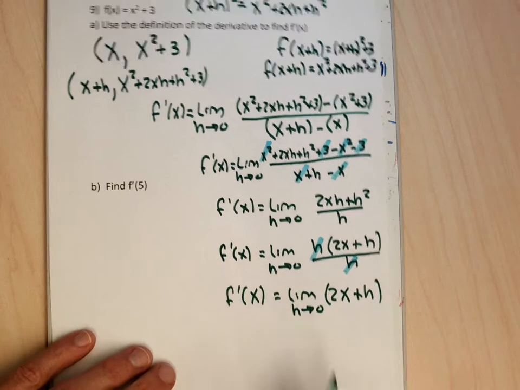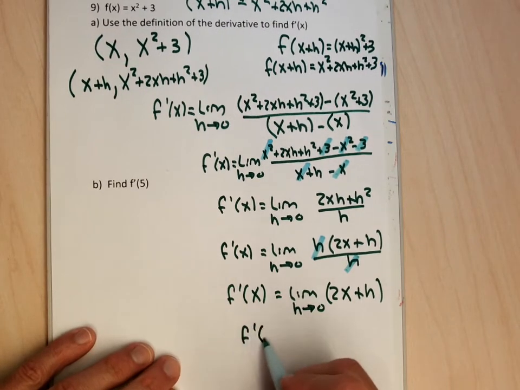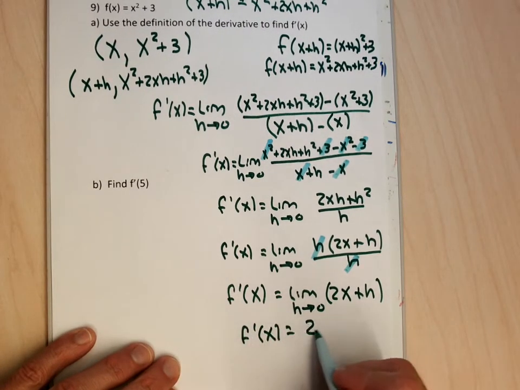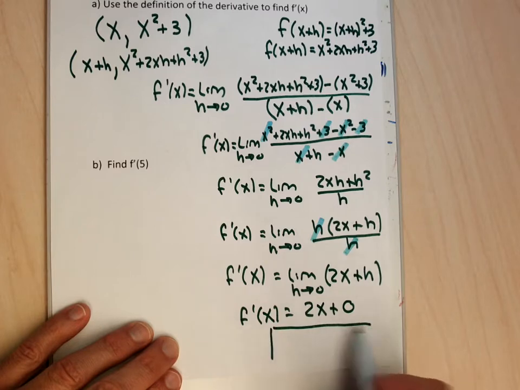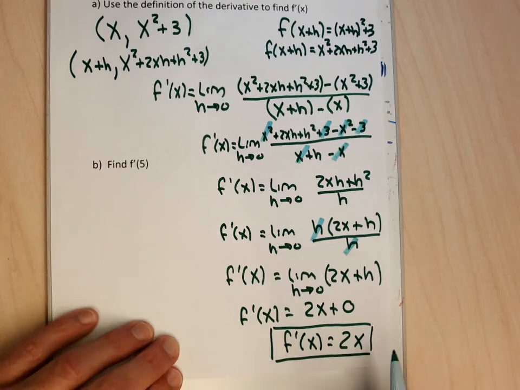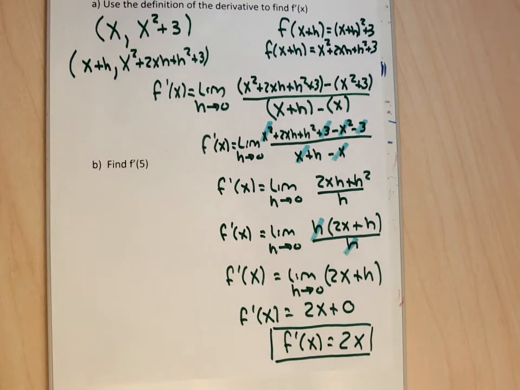Most of the h's are gone. Now I'm going to plug in 0 for h. And I'm going to stop writing the word limit as soon as I plug that 0 in. So it's going to be 2x plus 0, and it's just 2x. My answer to part A, I'm going to write f prime of x equals 2x. Done with the hard part of number 9.